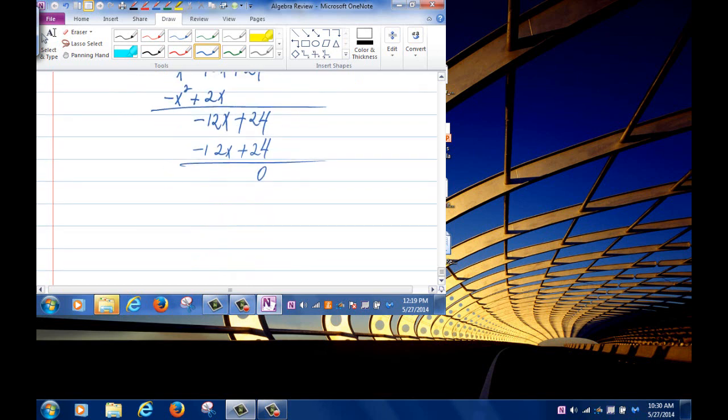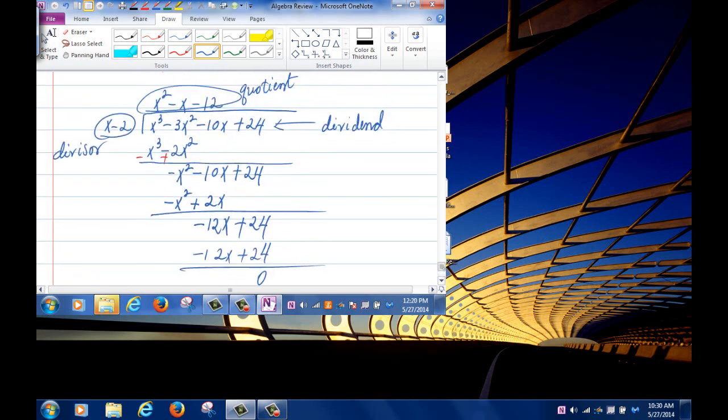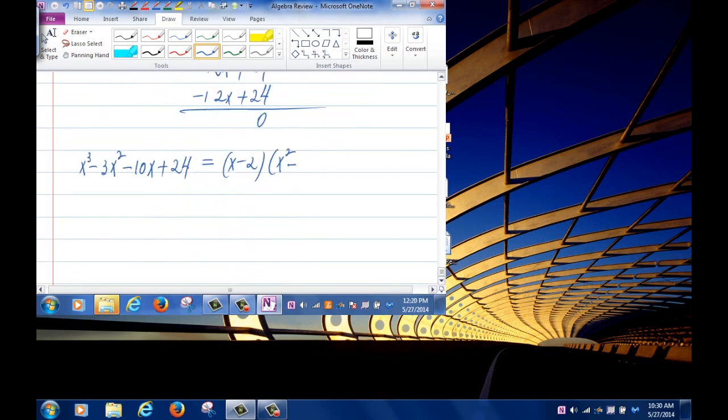So what happens then is that the dividend, which is x cubed minus 3x squared minus 10x plus 24, is the same as the divisor multiplied by the quotient. What was the quotient? X squared minus x minus 12.